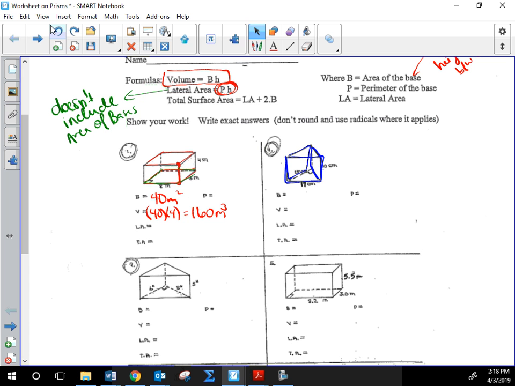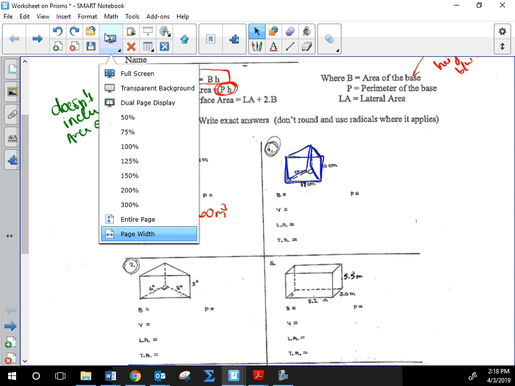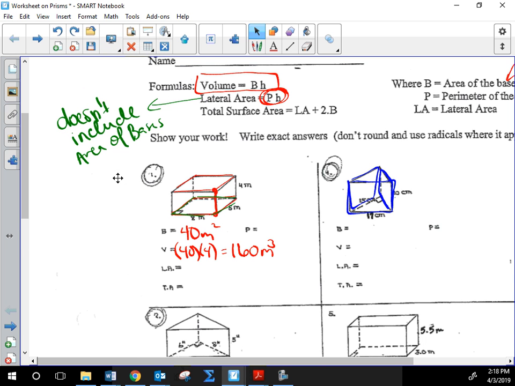Alright, who can explain to the rest of the class why our formula is perimeter times height? Where does that come from? I heard lots of great discussions on there. Yes, I did, Danny. Why is it perimeter times height? Go ahead, Danny, do it.